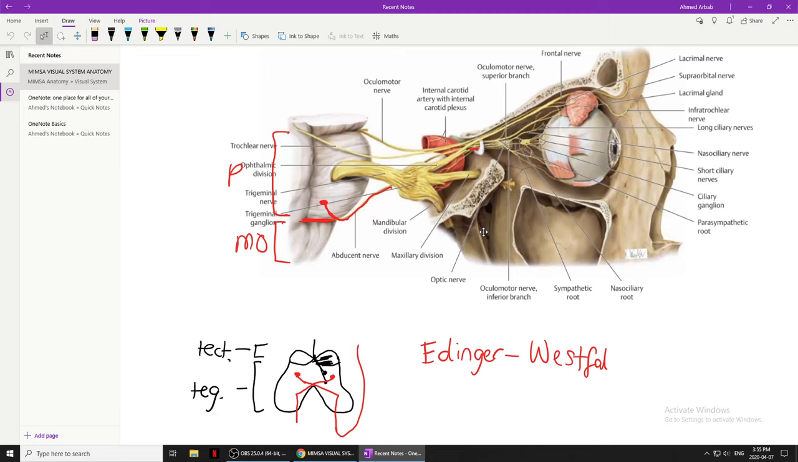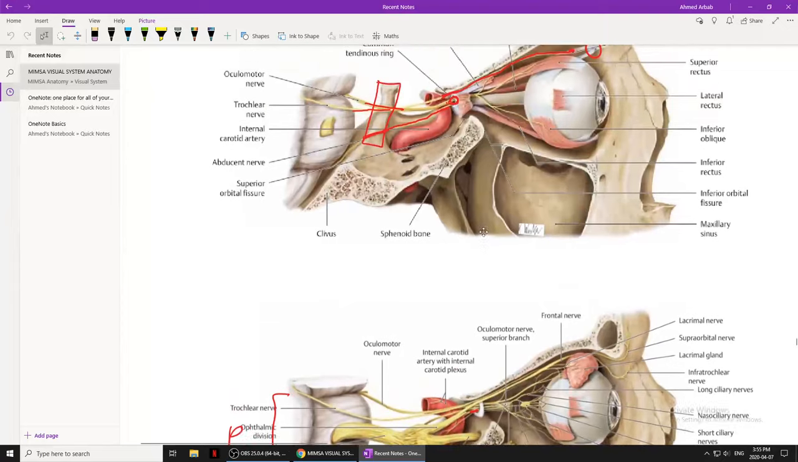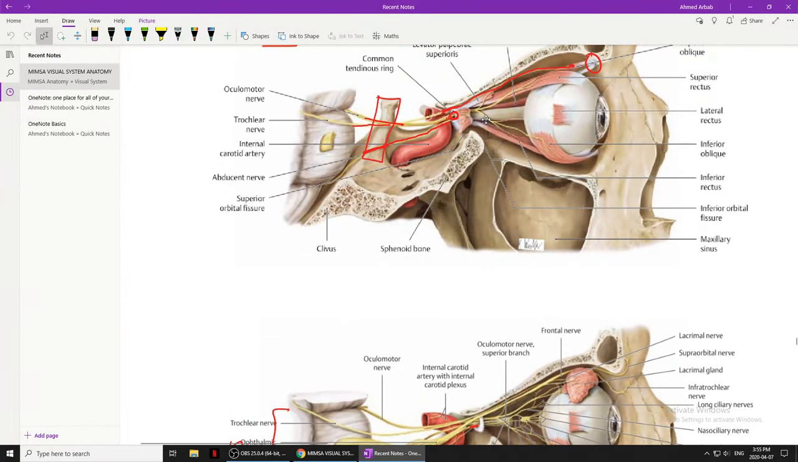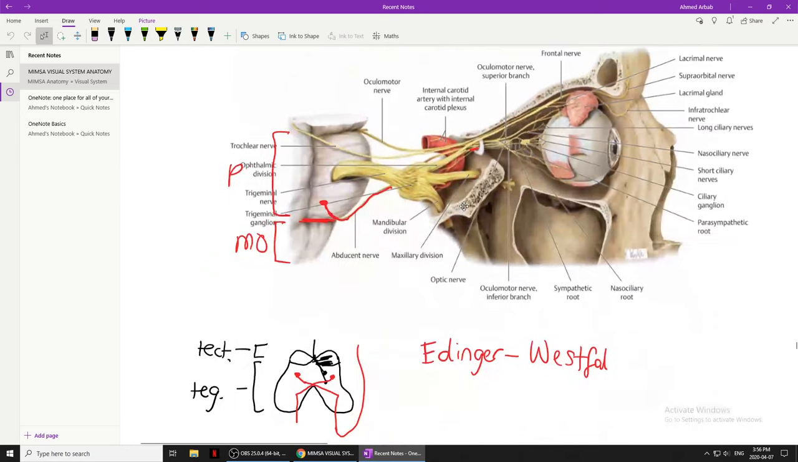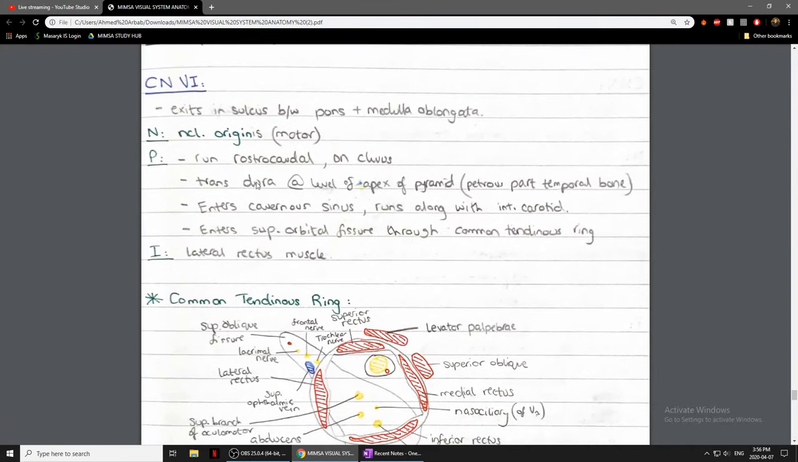I guess I haven't followed it along, but all it does is that it moves out of here, and the only thing that it does is it goes, I get you, they've actually cut it in this diagram, but all it does is that it goes out here, and it just innervates this lateral rectus muscle. So it goes into the cavernous sinus. It runs along with the internal carotid artery, and then it enters the superior orbital fissure through the common tendinous ring, and the only thing it innervates is the lateral rectus.